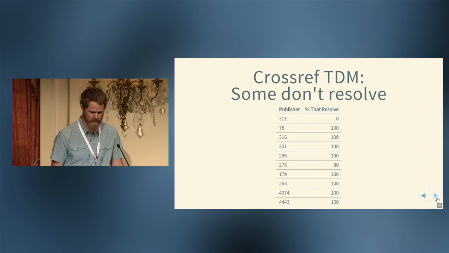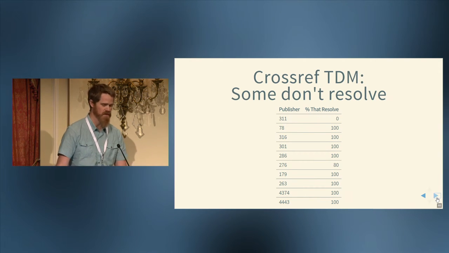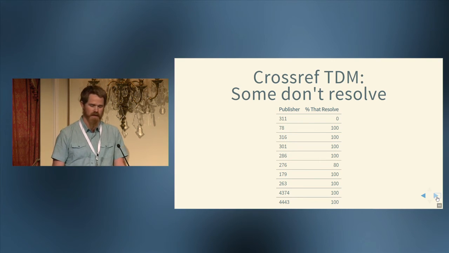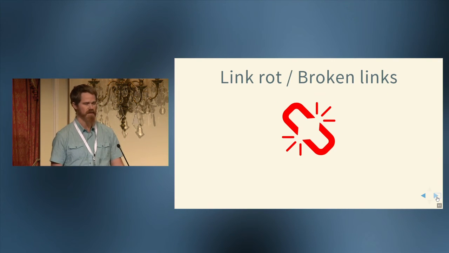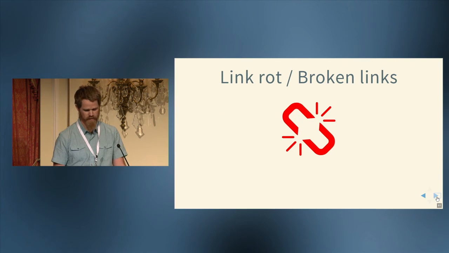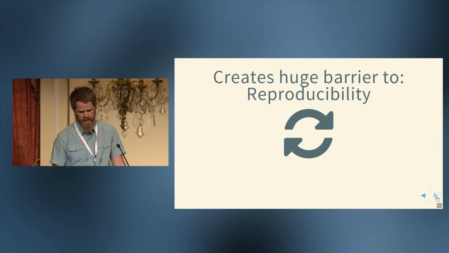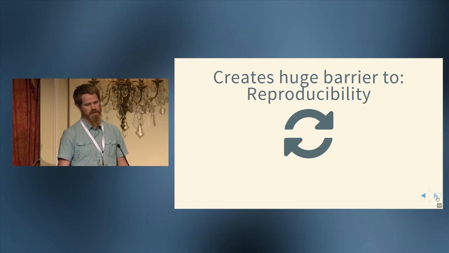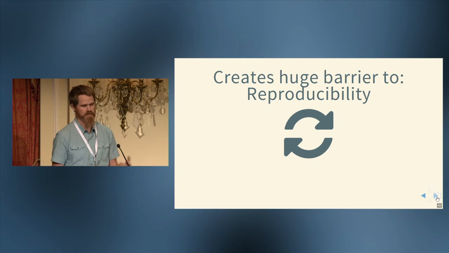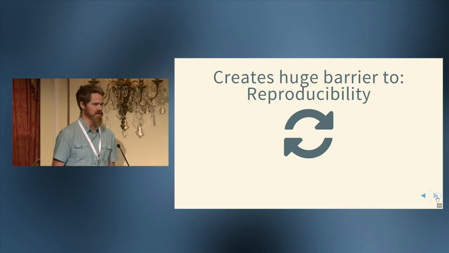276 was at about 80%. There's a lot of them where 100% resolve, but broken links are obviously a big problem, whether you want to call it link rot or maybe the links never worked. We obviously want the green thing, we want links, we don't want broken links. This kind of thing creates a huge barrier to reproducibility and just pain. Even if you don't care about reproducibility, if someone's trying to do a little text mining or get some metadata, it's going to introduce pain into the process.